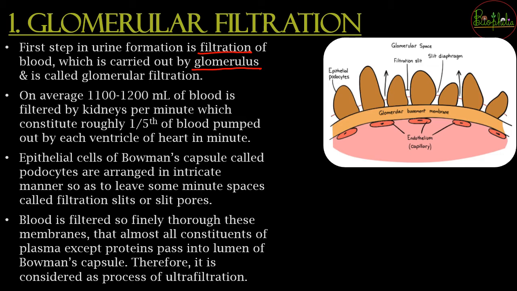How much is the filtration rate, or how much filtration is happening? On average, about 1100 to 1200 milliliters of blood get filtered per minute. That is roughly 1/5 of the total blood pumped out by each ventricle. So 1/5 of the blood is filtered in 1 minute. The blood needs to be pumped 5 times through the kidney so that the entire blood gets filtered once.